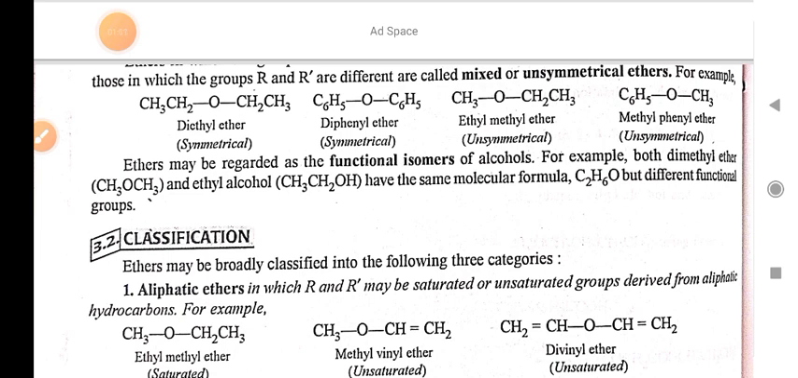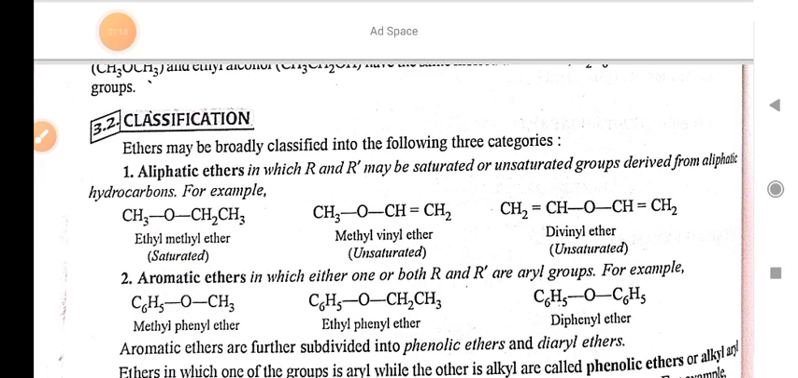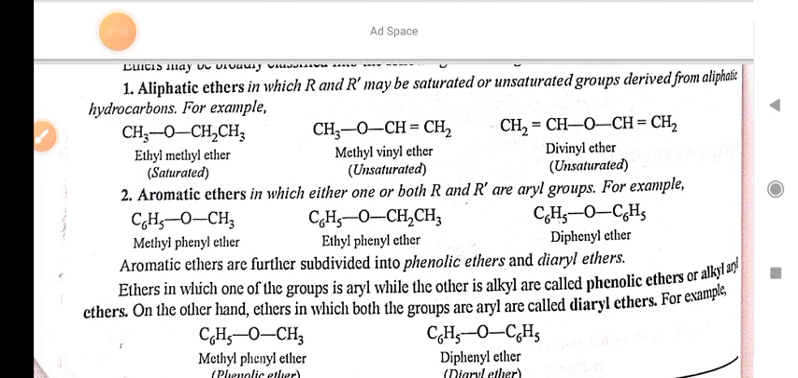Classifications. Ethers may be broadly classified into the following three categories. Aliphatic ethers, in which R and R' may be saturated or unsaturated groups derived from aliphatic hydrocarbons, for example, ethyl methyl ether, methyl vinyl ether, divinyl ether. Aromatic ethers, in which either one or both R and R' are aryl groups, for example, methyl phenyl ether, ethyl phenyl ether, diphenyl ether.